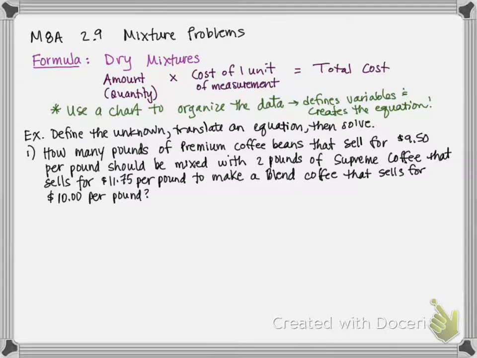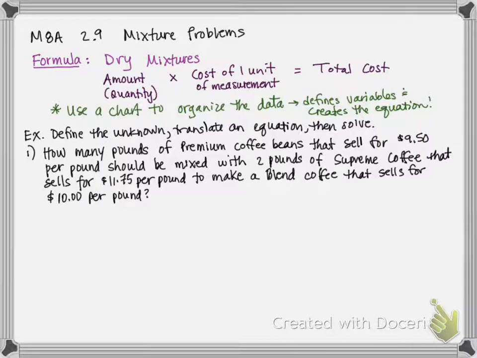Okay, so again, if you aren't going to write down these word problems, your notes are not going to make any sense. So the whole point is to connect the word problem with how we put it together, okay? So the directions ask us to define the unknown, translate an equation, then solve. How many pounds of premium coffee beans that sell for $9.50 per pound should be mixed with 2 pounds of supreme coffee that sells for $11.75 per pound to make a blend coffee that sells for $10 per pound?